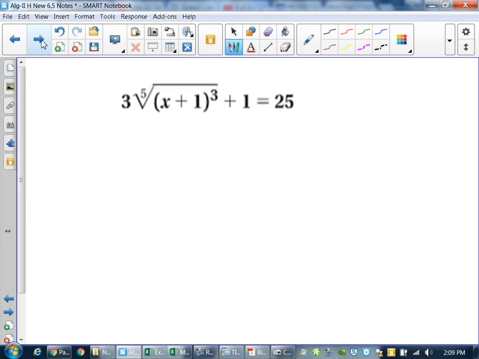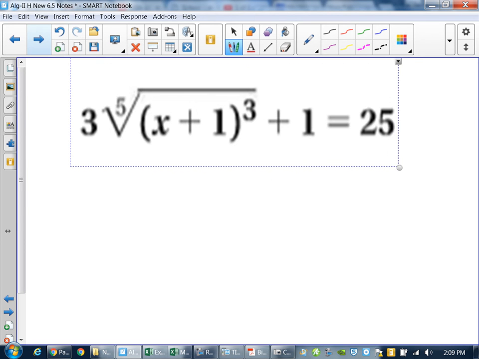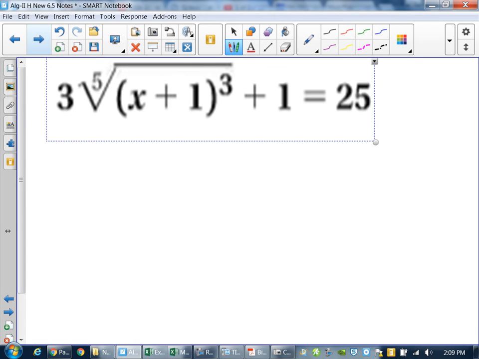Okay? So we have 3 times the 5th root of x plus 1 quantity cubed plus 1 is 25.